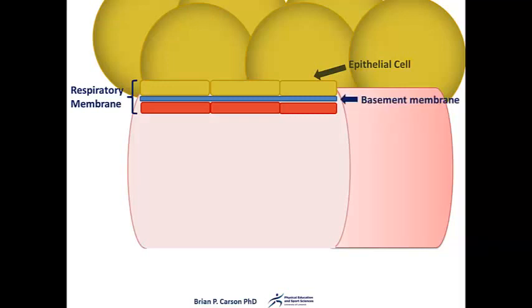On the capillary side, there is a thin layer made up of single endothelial cells. This minimal barrier allows carbon dioxide and oxygen to readily diffuse across the membrane down their partial pressure gradients. This was the process of alveolar gaseous exchange.